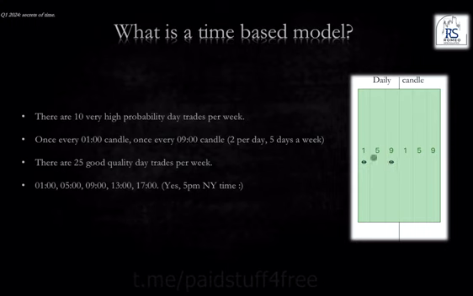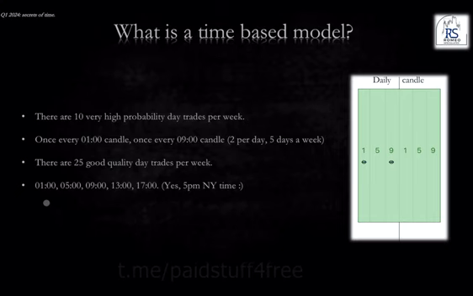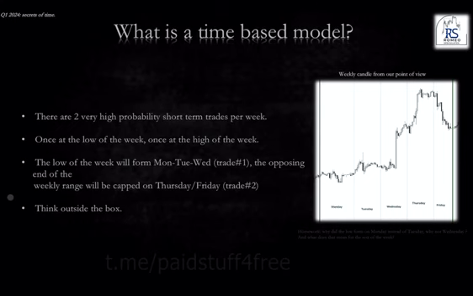If you have more time, then you can go and trade every single 4-hour candle. Likewise, there are 2 very high quality short-term trades per week. Once at the low of the week, once at the high of the week. As a general rule of thumb, the low of the week will form Monday, Tuesday, Wednesday. That's trade number 1. And the opposing end of the weekly range will be capped on Thursday, Friday. Trade number 2.